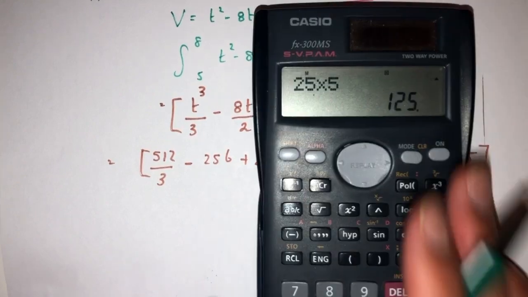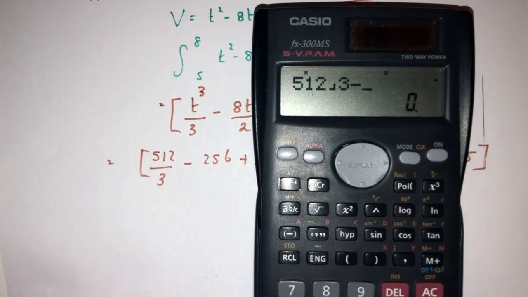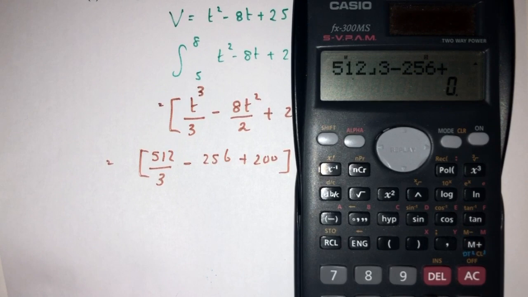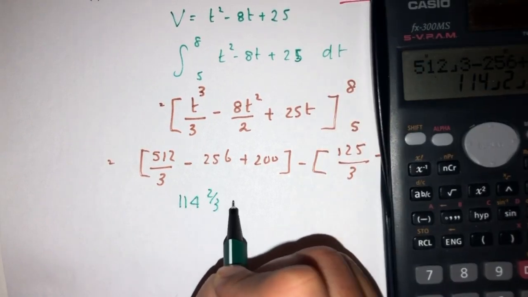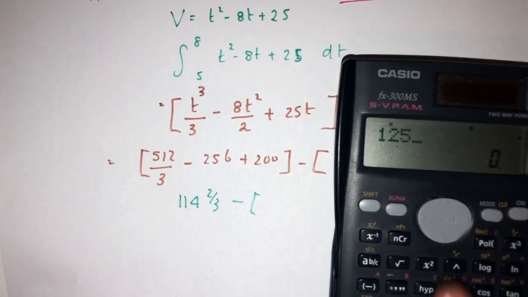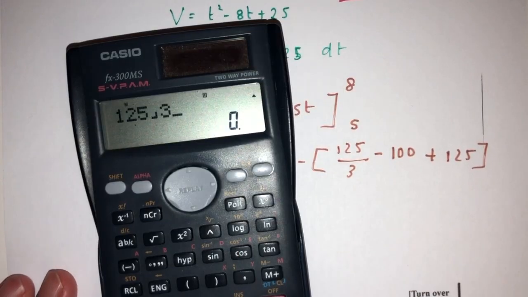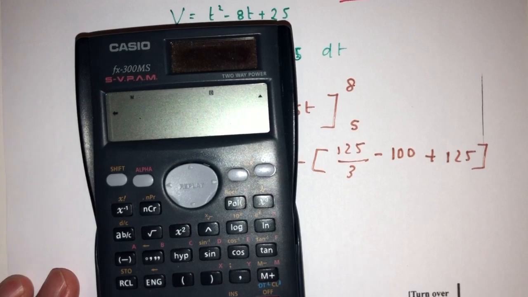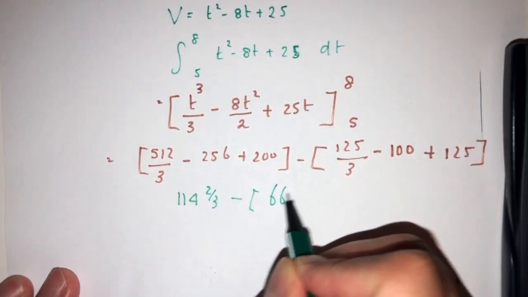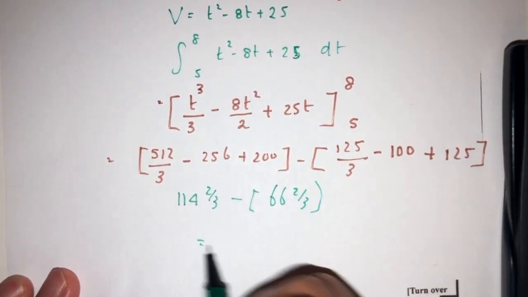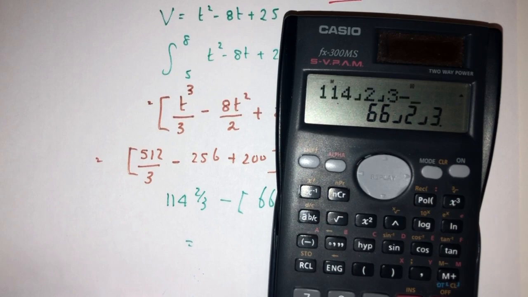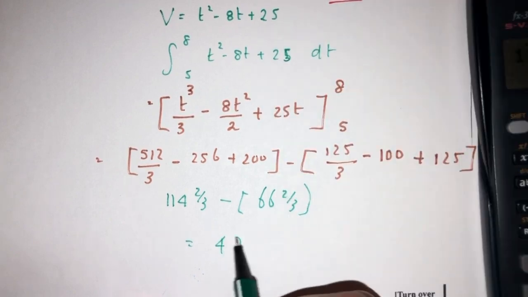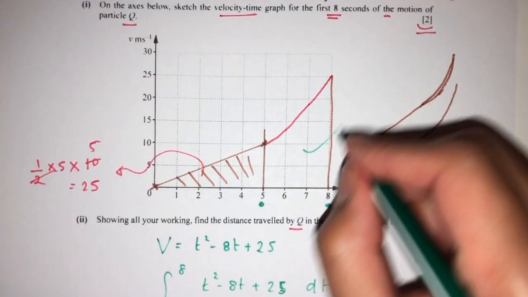This will be 512 over 3 minus 256 plus 200. That will be 114 2 over 3. Then minus 125 over 3 minus 100 plus 125. That will be 66 2 over 3. So you have 114 2 over 3 minus 66 2 over 3, and that should be 48. So this part of the area is 48.